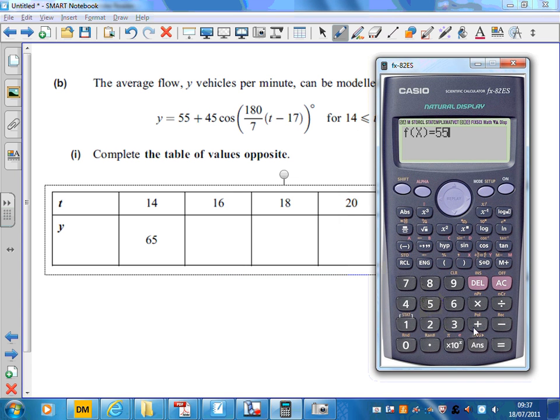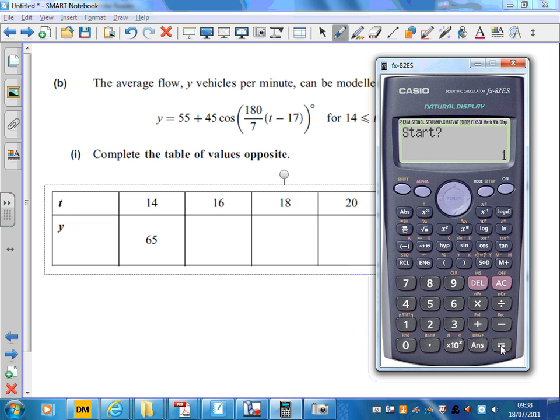55 plus 45 cos of 180 divided by 7. Now you might want to use the fraction button for that, to make it look exactly like how it's written in the equation. So 180 over 7 may be better. And open brackets, and we can't use t, it's x in the calculator, so alpha close brackets gets x, minus 17, close brackets, and then another close brackets.